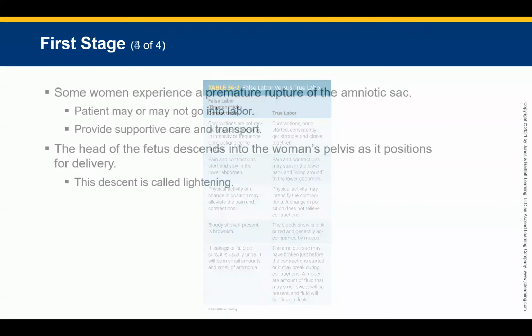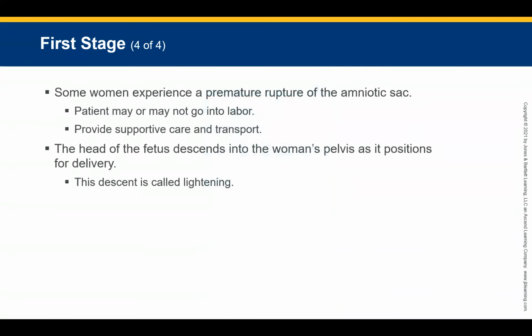Some women experience a premature rupture of the membrane, in which the amniotic sac ruptures too early and the fetus is not developed or ready to be born. The patient may or may not go into labor. You will need to provide supportive care and transport to the hospital.